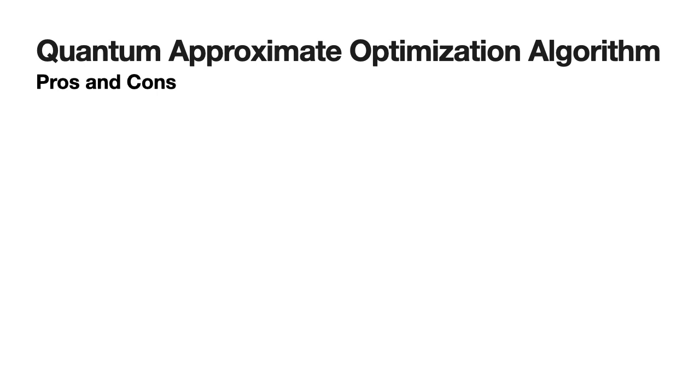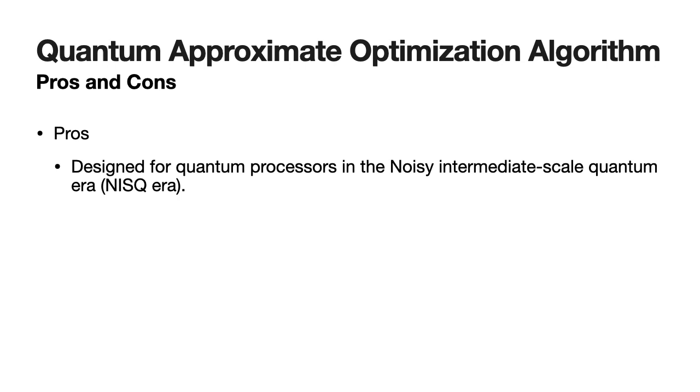Finally, let's take a look at QAOA's pros and cons. One of the key strengths of QAOA is that it is designed specifically for quantum processors in the noisy intermediate scale quantum era, also known as the NISQ era. This means it is tailored to work with the quantum computers we have today, which are noisy and have a limited number of qubits. This makes QAOA a practical choice for quantum optimization problems in the current landscape of quantum computing.